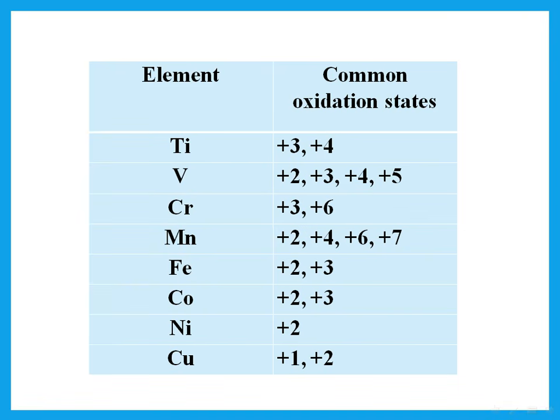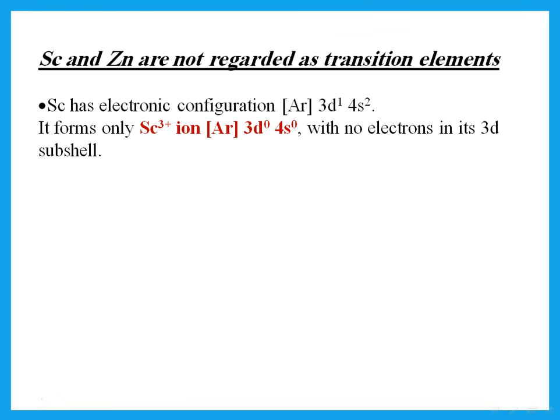Titanium is 4s2, 3d1. So the lowest or the most common oxidation state is when I have removed the electron from the 3d and the electrons in the 4s. So the lowest is +3. Otherwise, most of them have a +2. Copper has a +1 because it has 1 electron in the 4s.